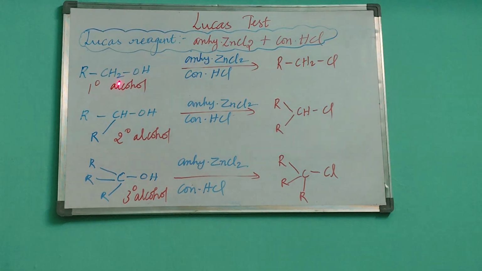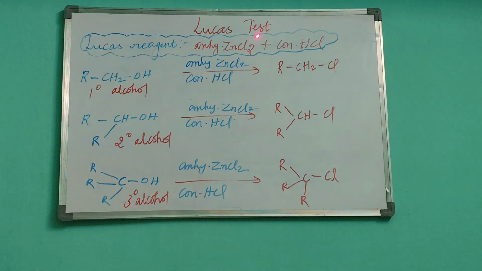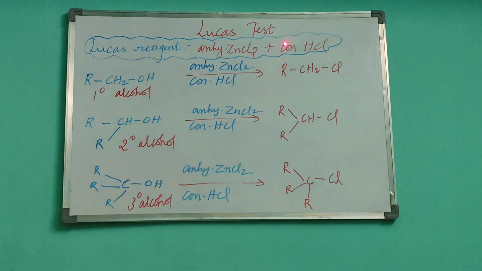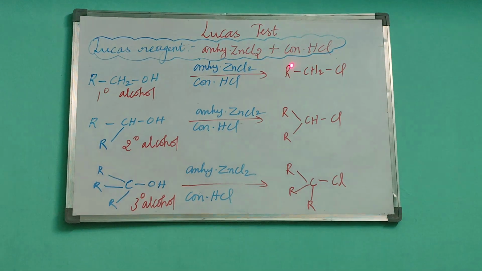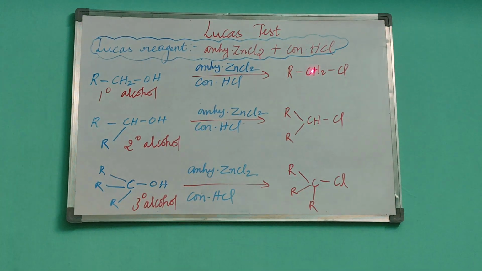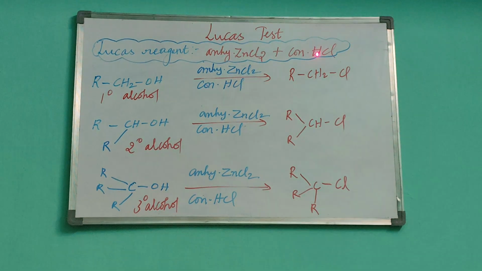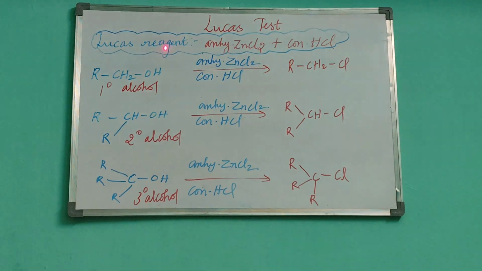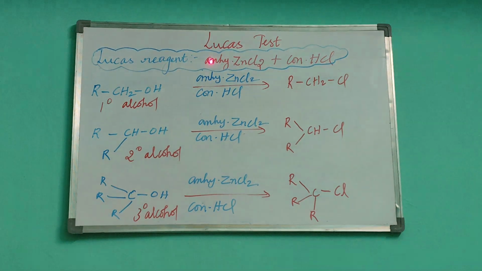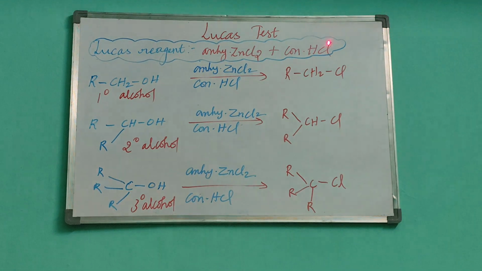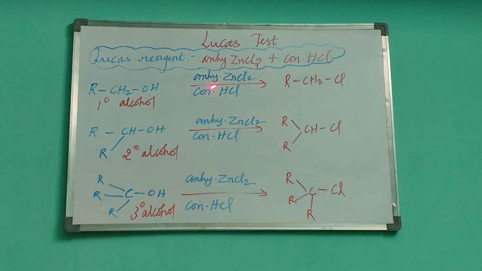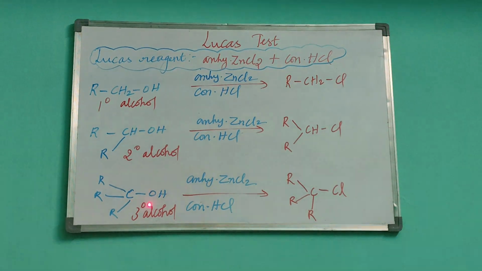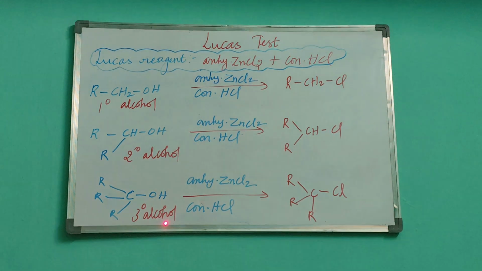Lucas reagent is nothing but a mixture of anhydrous zinc chloride and concentrated hydrochloric acid. Please remember that it should be concentrated hydrochloric acid. Instead of that, if you use dilute HCl, it does not work. So Lucas reagent is a mixture of anhydrous zinc chloride and concentrated hydrochloric acid. As I said earlier, it is used to distinguish all three types of alcohol: primary, secondary and tertiary.